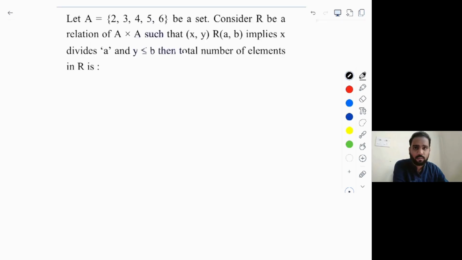Okay, let's take the next question. Now this is a question from the relations chapter. The only thing that we can do here is start writing the cases for this one. It will take some time, but let's read the question first.